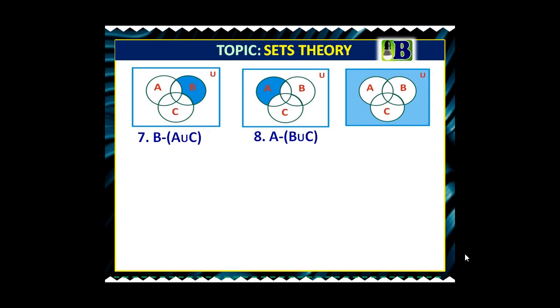Then we have the ninth one, which is represented on the screen. If you look at it very well, please pay attention to it. The sets A, B, and C are not shaded, but outside A, B, and C are shaded. What this means is that A union B union C all in complement. It means that the elements are found outside these three sets. That is what the complement is all about.